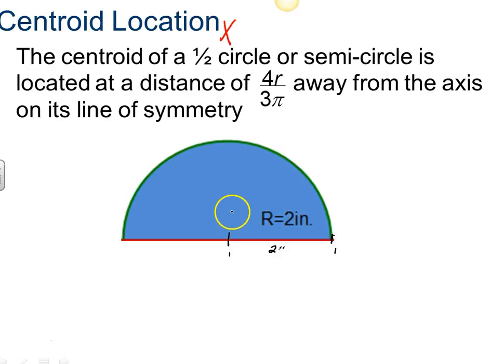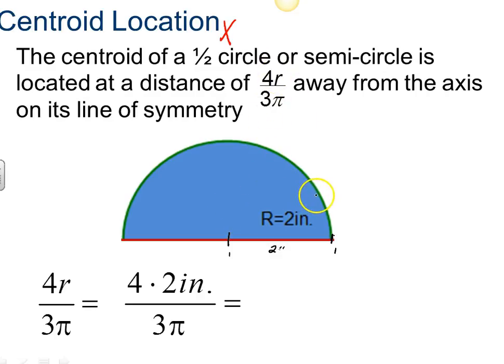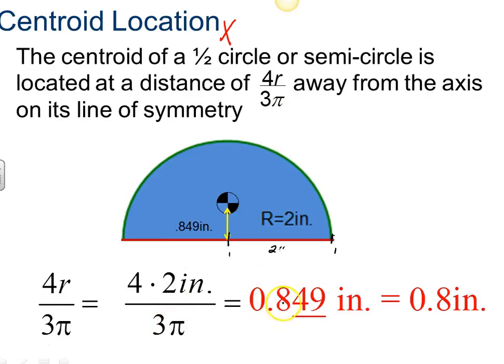And so 4 times that divided by 3 pi. It's going to be 4 times 2 inches divided by 3 pi, which is 0.849 inches from that center point. So if we move halfway across, or 2 inches from the edge, either side on that flat edge, we would come up 0.849 inches.